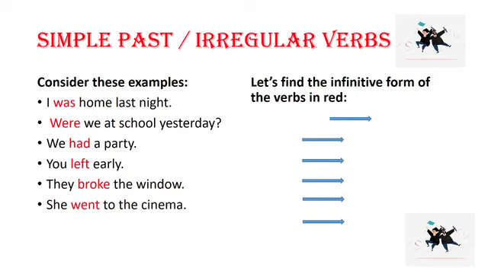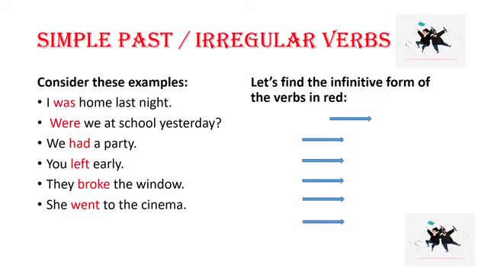Let's see the verbs. First sentence, I was home last night. Second, were you at school yesterday? Third, we had a party. Fourth, you left early. Fifth, they broke the window. Last one, she went to the cinema. Try to take a paper and write down those verbs in red.